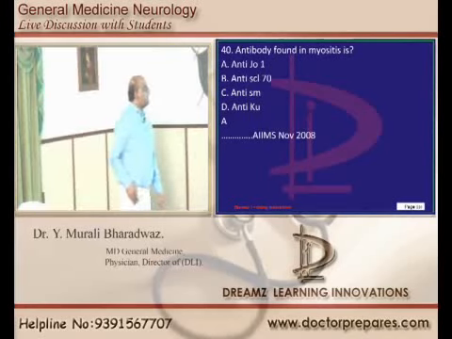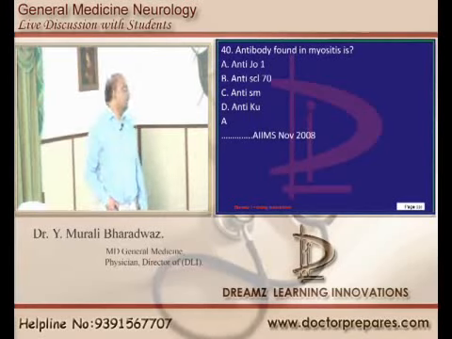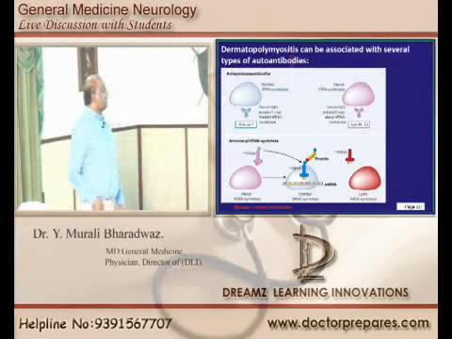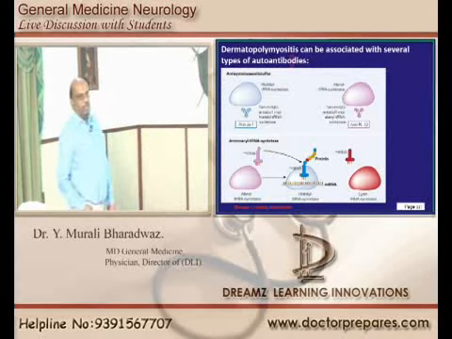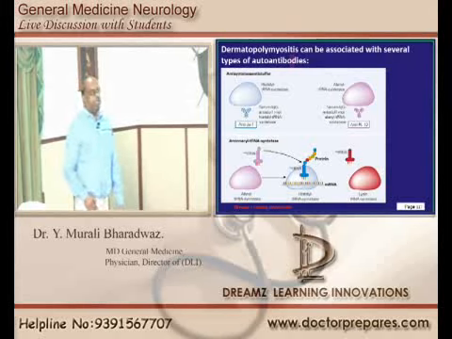Now which antibody do you see in myositis? We have what is called the anti-Jo-1 antibody, which is typically found in dermatopolymyositis. That is what you need to remember. Anyway, in rheumatology we will have a review on this.